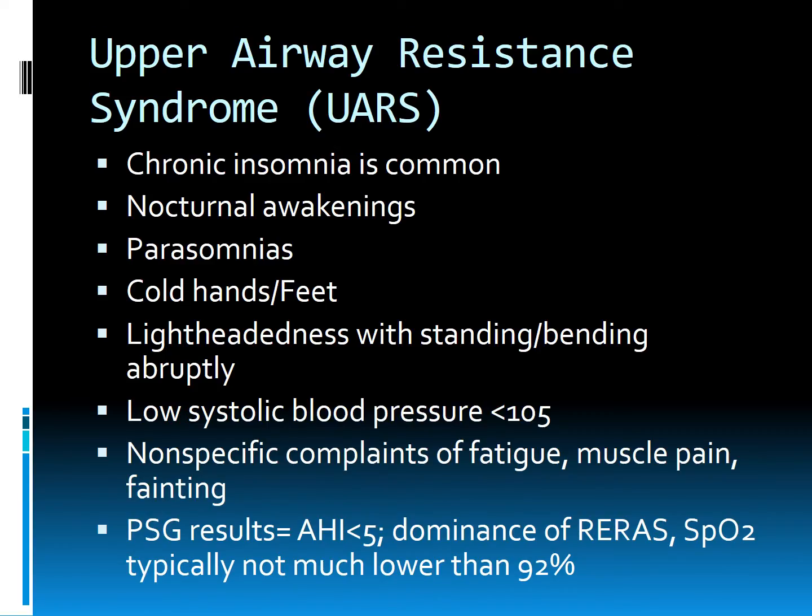Upper airway resistance syndrome, or UARS. Chronic insomnia is a common symptom with upper airway resistance syndrome. Nocturnal awakenings, parasomnias, cold hands and cold feet, lightheadedness with standing or bending abruptly, low systolic blood pressure less than 105, nonspecific complaints of fatigue, muscle pain, and fainting. Usually when a polysomnogram is performed on someone who has significant upper airway resistance syndrome, their apnea-hypopnea index will actually be less than 5. They will have a large amount of RERAs, or respiratory-related arousals, and their SpO2 typically doesn't drop that much. It stays above 90 usually.